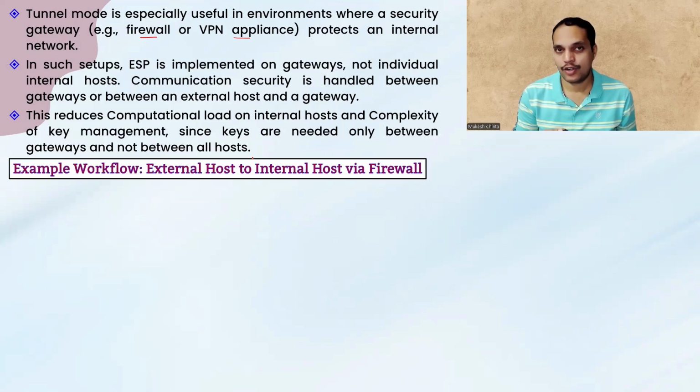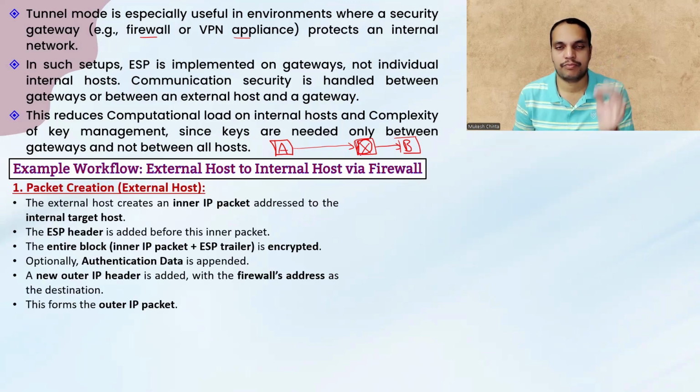Now, as I told you, I will be explaining it with an example. Let me take an external host A sending a packet to an internal host B via the firewall. This is the firewall. Let me assume that this is the firewall and A wants to send a packet to B through this firewall. That means B's network is protected by this firewall. What happens? Let me start with the first point, which is packet creation. The external host creates an inner IP packet addressed to the internal target host. That means A sends the packet to B.